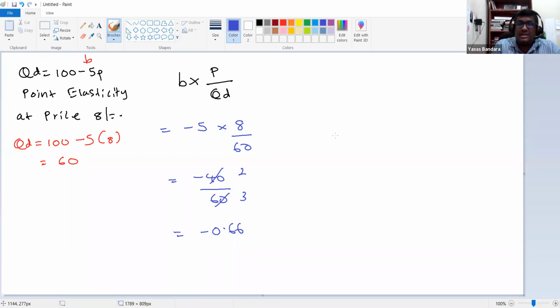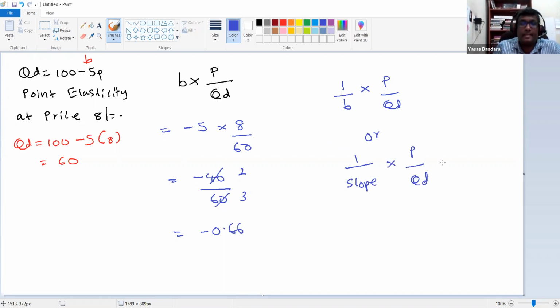But what we see in certain notes, certain textbooks, is point elasticity given in this way. Point elasticity, they say it is 1 over B into P over QD, or 1 over slope into P over QD. Now let us forget about this 1 over slope into P over QD for a while, and let us go to the first one, 1 over B into P over QD.